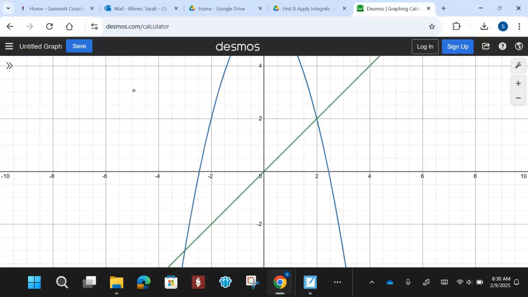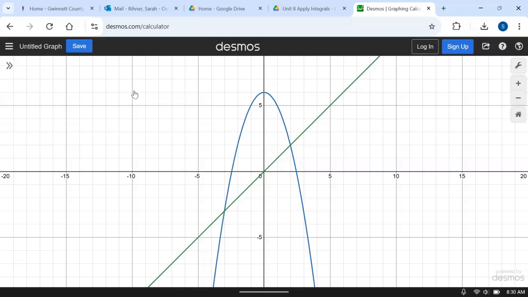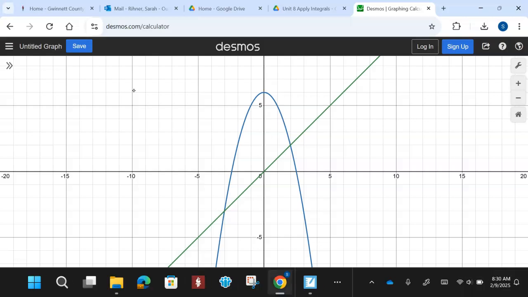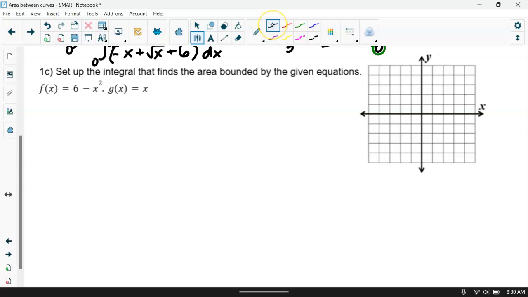And so here, if you were to graph, and I'll zoom out, notice here's our graph of 6 minus x squared, and here's x. So we're going to go ahead and I'll do a quick sketch here of our two graphs. So we've got 6 minus x squared. Now it doesn't go up to 6, so I'll just count by 2. So 2, 4, 6, right? And so here, just doing a little quick sketch. And then our g of x, which is just a slope of 1.